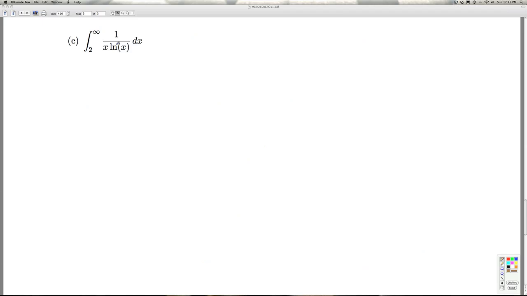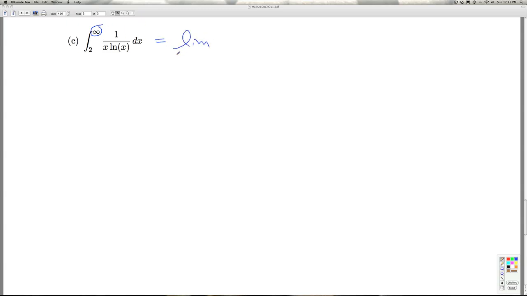Part C, we've got this integral to deal with. We're integrating from 2 to infinity. Now there's a couple of things we got to watch out for. The denominator is 0 when x is 0 or x is 1, and we're well away from that. We're starting the integral at 2. So the only impropriety here is that upper limit of integration.